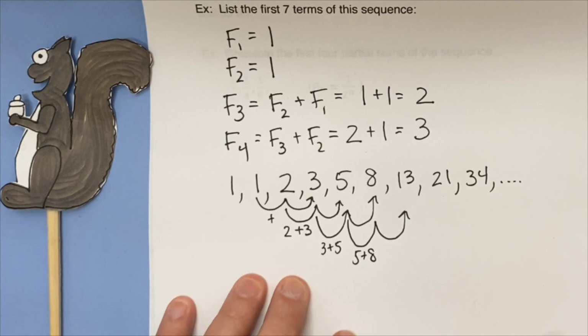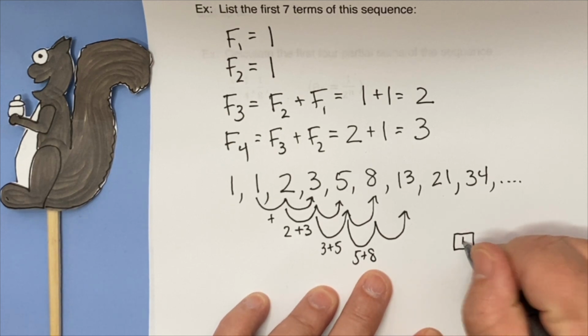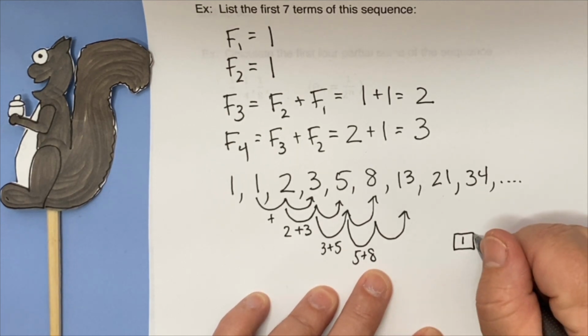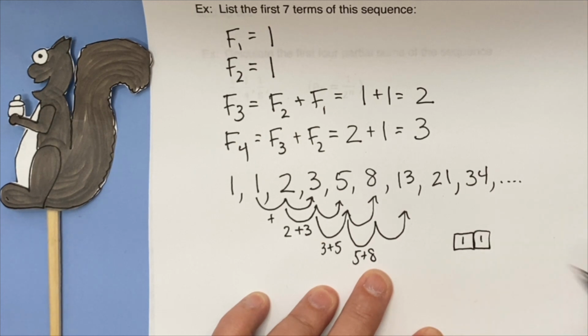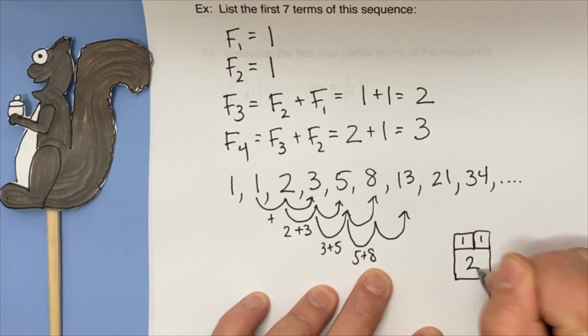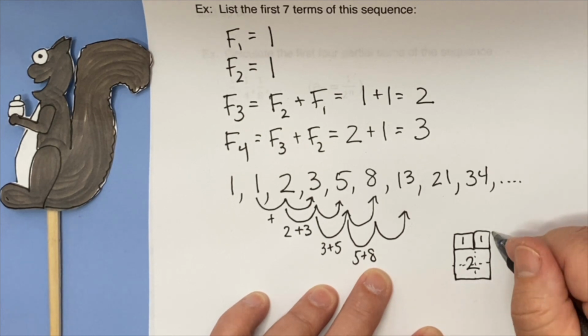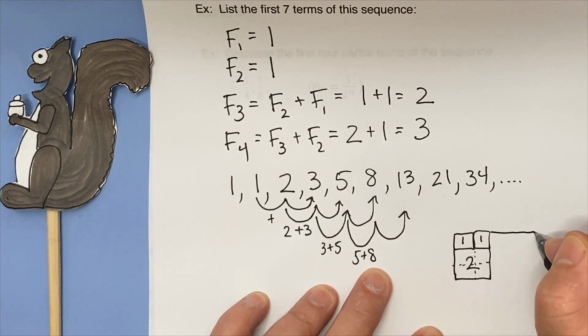And one of the famous pictures that people like to draw looks like this. You start off with a 1 by 1 square, and then you draw right next to it another 1 by 1 square. Then down below it, you draw a 2 by 2 square. So it's 2 by 2.